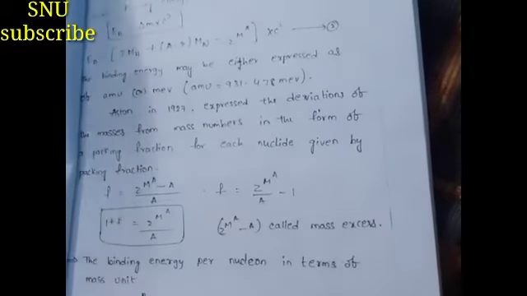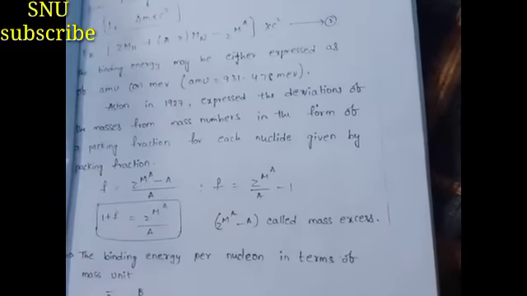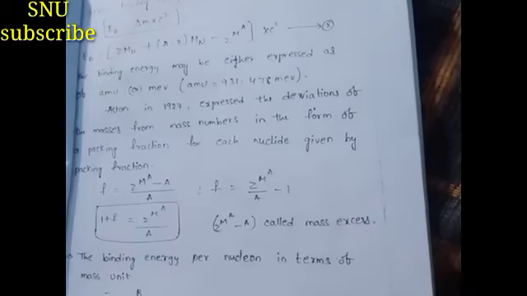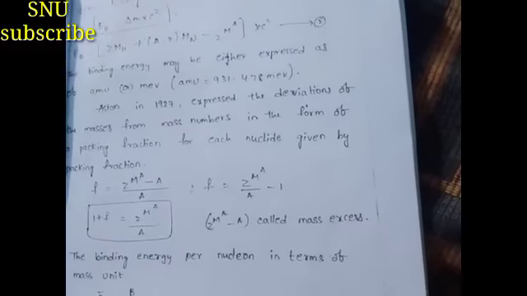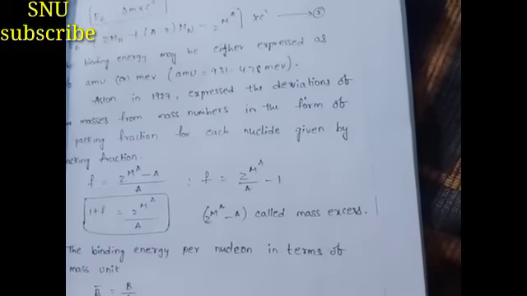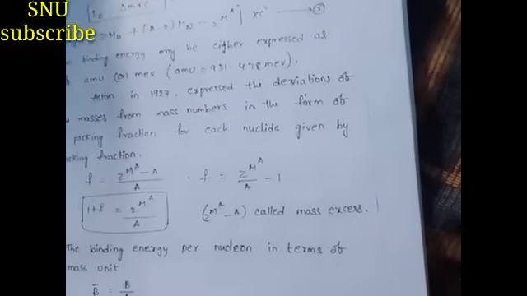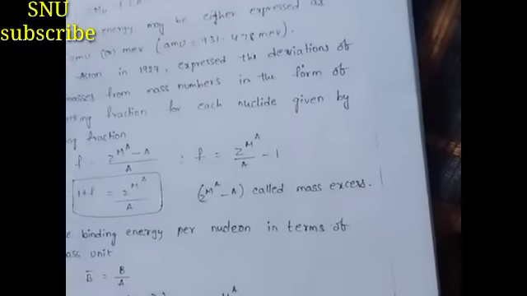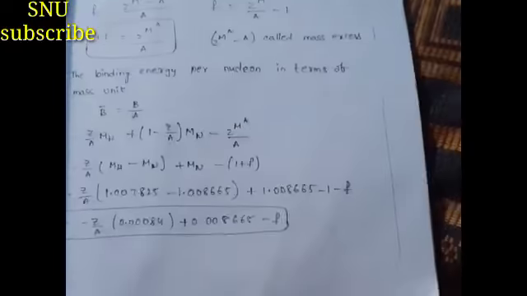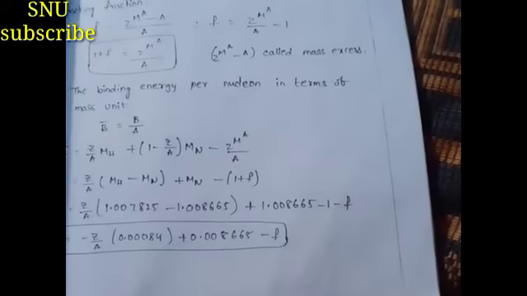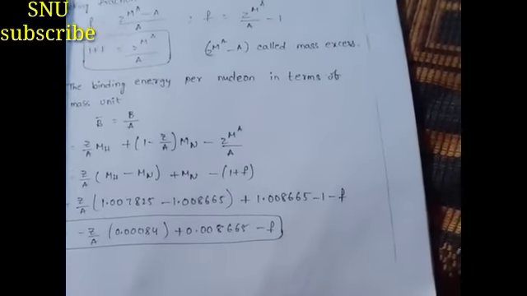Aston in 1927 expressed the deviations of the masses from mass numbers in the form of a packing fraction for each nuclide, given by packing fraction F is equal to (ZMA minus A) by A. F is equal to ZMA by A minus 1. 1 plus F is equal to ZMA by A. ZMA minus A is called mass excess.